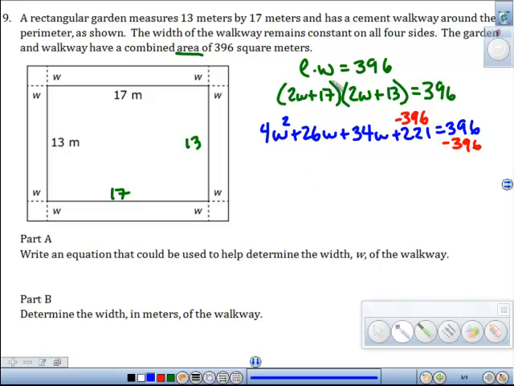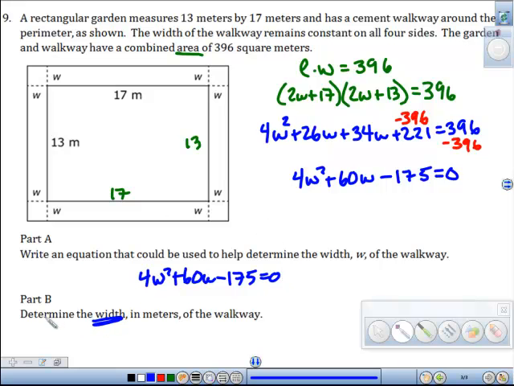Okay, so W times W would be a square. So we've got 4W squared. 26 plus 34, that'd be 60, plus 60W, and then negative 396, so that's going to end up being a negative 175, equals 0. Okay, so this is probably the answer that they're looking for here. So write an equation. I gotcha. 4W squared plus 60W minus 175 equals 0.